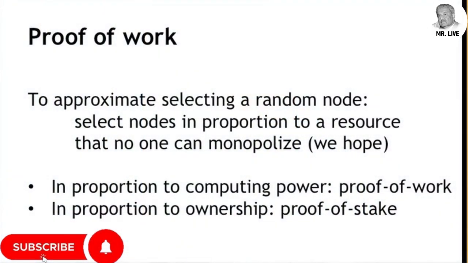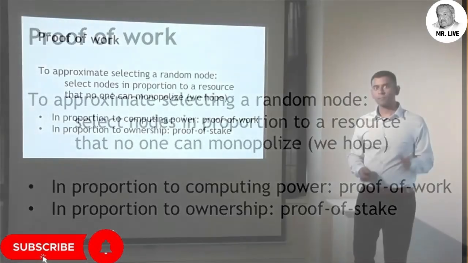It turns out that all of these problems are related, and all of them have the same solution. And that solution is called proof of work. So what is proof of work? Here's the key idea. Instead of picking a random node, we do something a little bit different, which is we approximate selecting a random node by instead selecting nodes in proportion to a resource that we hope that nobody can monopolize. What does that mean?